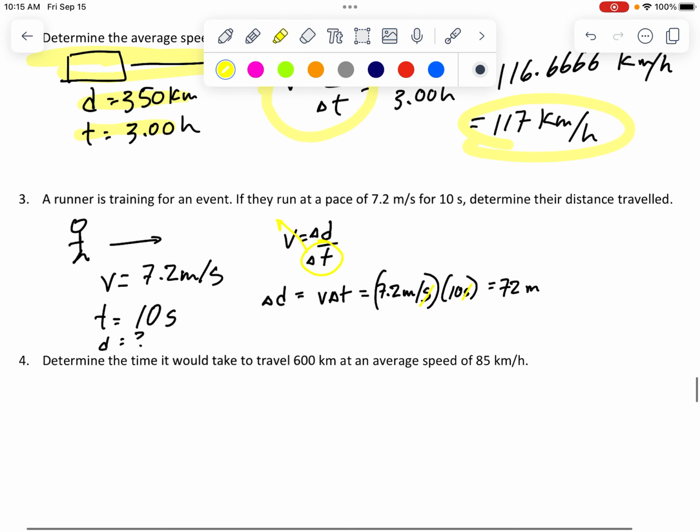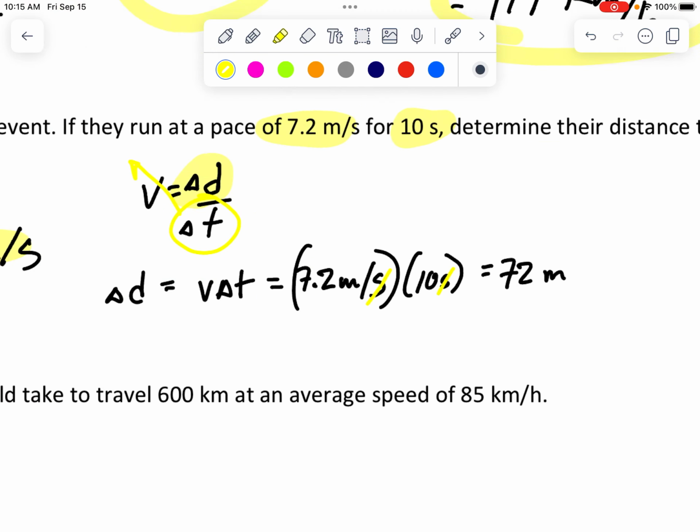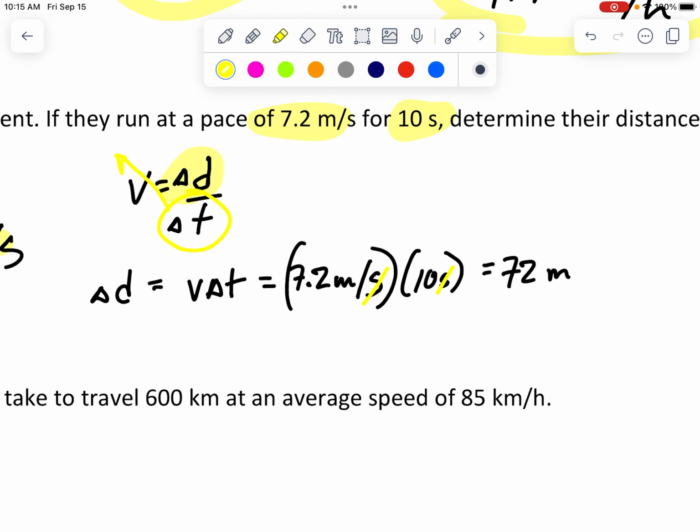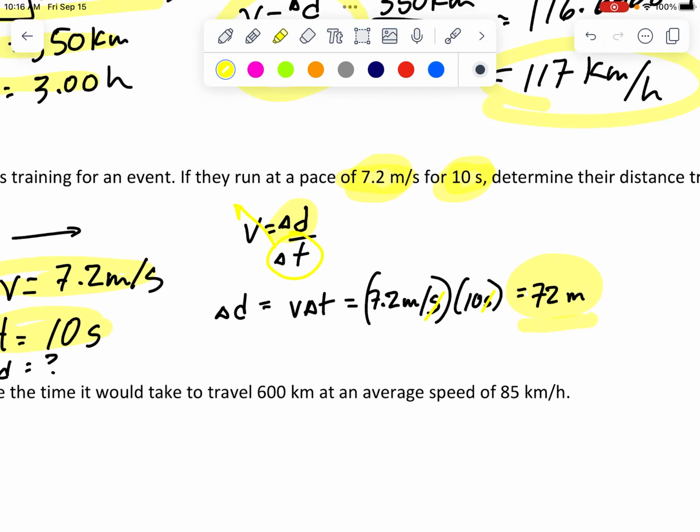The next question, though, gave you a speed and gave you a time. It's important to be organized to know what you've been given. Because they want distance, I needed to solve for the distance. I need to get it by itself. So the t crosses to the other side, and the change in distance equals v times delta t. I also have my meters per second times seconds, so the seconds cancel out and leave me with meters. I have 2 sig digs in this number and 2 sig digs in this number, so my final answer must have 2 sig digs as well.